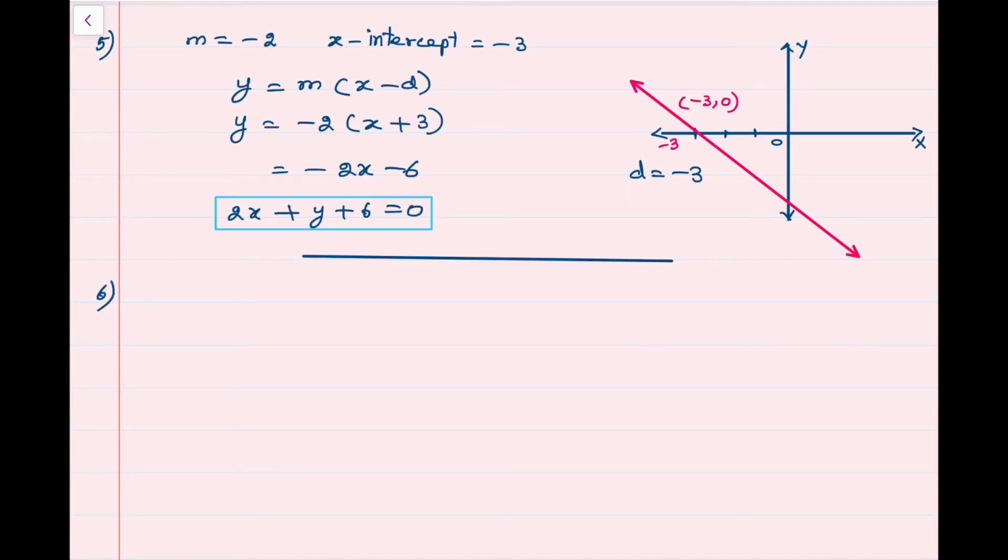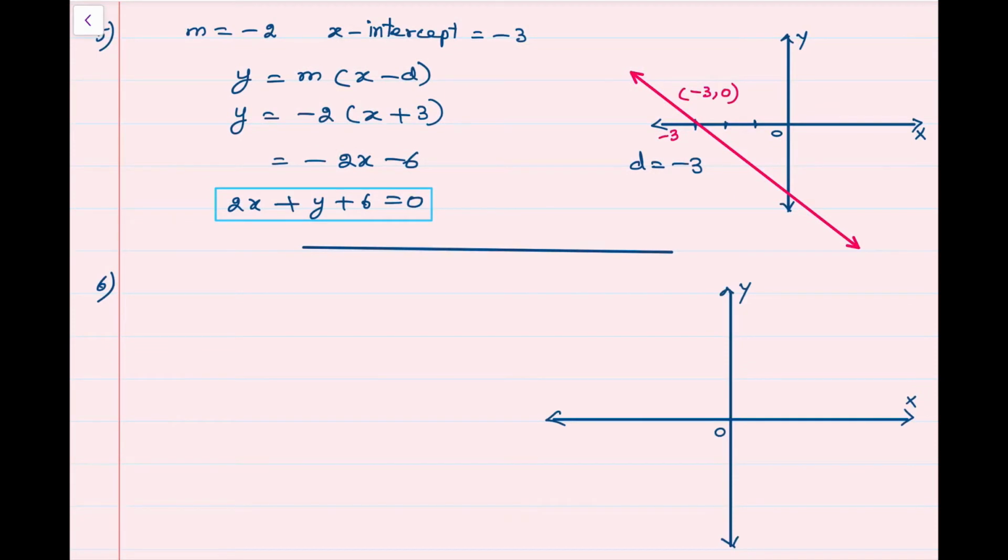Question number 6. Intersecting the y-axis at a distance of 2 units above the origin and making an angle of 30 degrees with the positive direction of x-axis. It intersects y-axis at a distance of 2 units above the origin and makes 30 degrees with the positive direction of x-axis. So this angle is given and y-intercept is given. We can find the slope using the given angle, which is tan of 30 degrees.